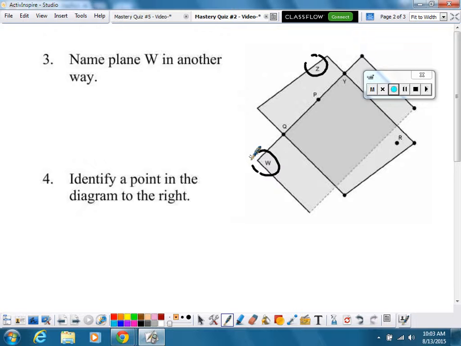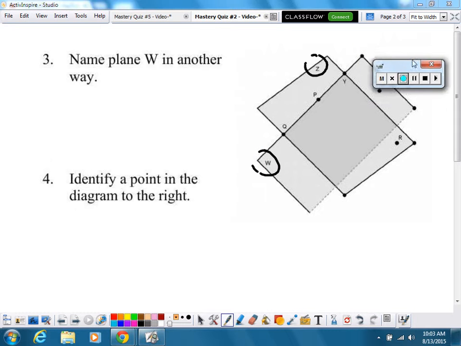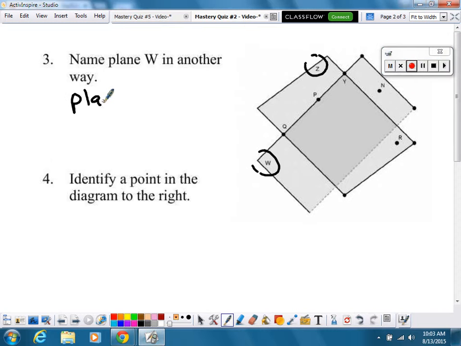So when I'm looking at number 3 there, and I have to name plane W, I got to choose 3 points in that plane that are not on the same line. So I can use plane Q. Whoops, that's a G. How about that? Plane Q. I can use P. Notice they're on the same line, so my next point in plane W can't be on that same line, so I'm going to choose N. Those would be 3 points that are non-collinear.